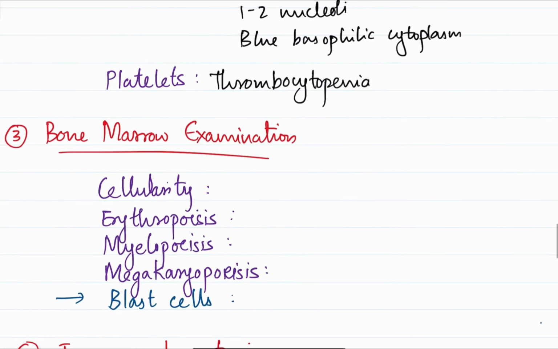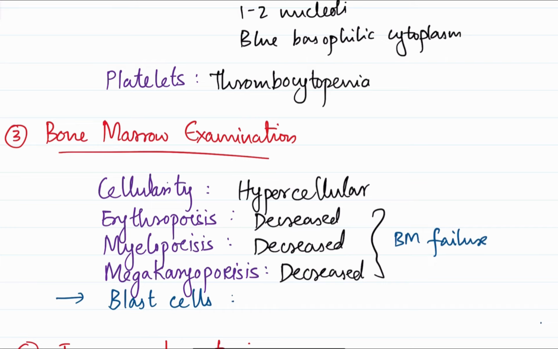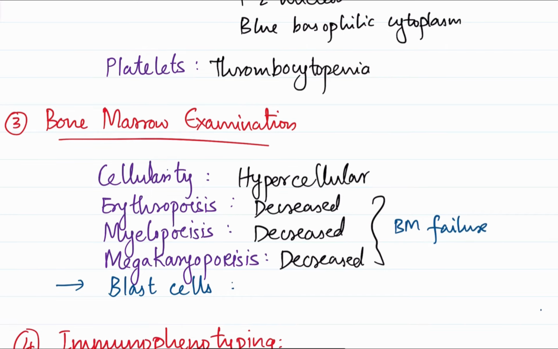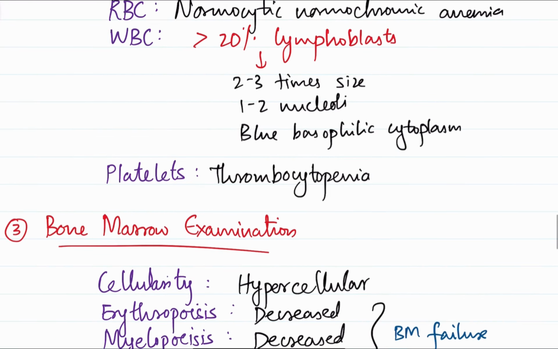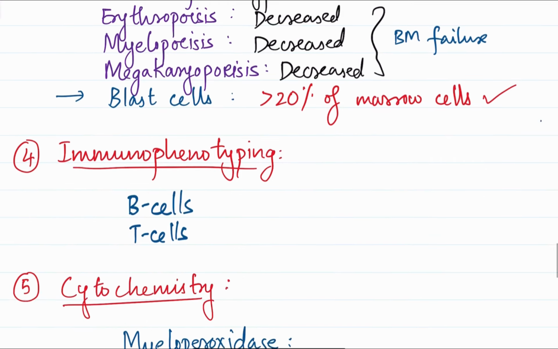Once the peripheral smear examination is done, we move on to the bone marrow examination findings. What happens to the cellularity? We always begin with cellularity, and it will be a hypercellular bone marrow. Erythropoiesis will be decreased. Myelopoiesis will also be decreased. Megakaryopoiesis, all three will be decreased, and the bone marrow will enter into bone marrow failure. And the blast cells, or the lymphoblasts, will constitute more than 20% of marrow cells, which is an important feature to diagnose. These are important features to confirm the diagnosis of acute leukemia.